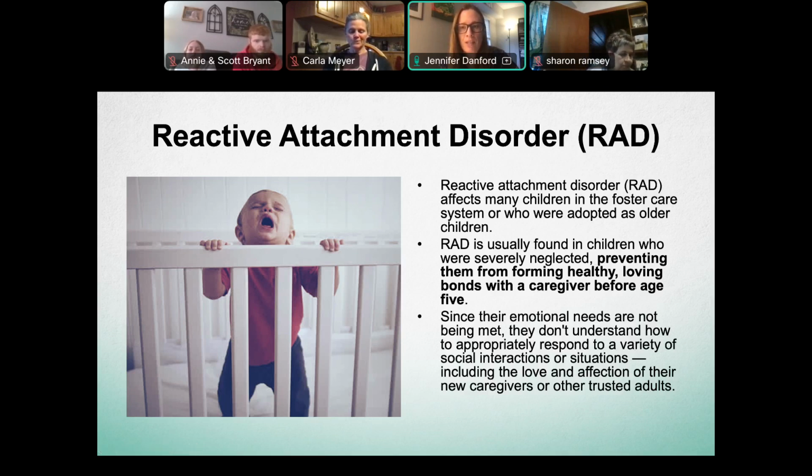So they just don't have that understanding of how to respond, specifically socially, and also within a family unit. They don't understand how to respond to love and affection of new caregivers or trusted adults. So I think it would be pretty rare to have a case of RAD in the same family unit that the child was born in. But it would be much more common to have RAD with a child who was placed into a different family, fostered, adopted, something like that. Even if it was a kinship placement or relative placement, it would make sense.